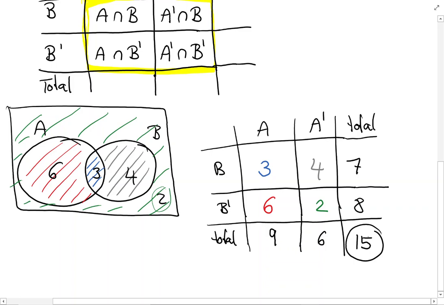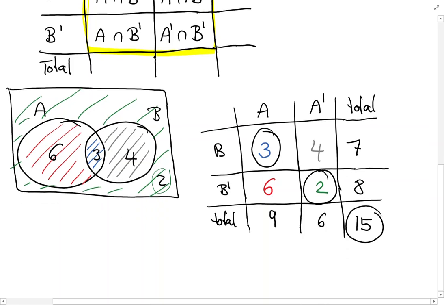Out of those 15 people, 9 have an iPhone, and subsequently 6 not an iPhone, because 15 minus 9 adds up to 6. And 7 people have a Samsung, and 8 people do not have a Samsung. And the interesting bit is here that we can read off the intersection from the first cell, A and B, and we can read off the complement of that, not A and not B.